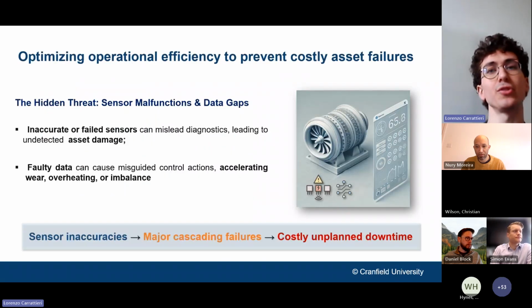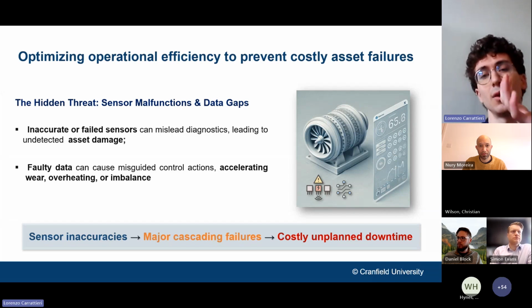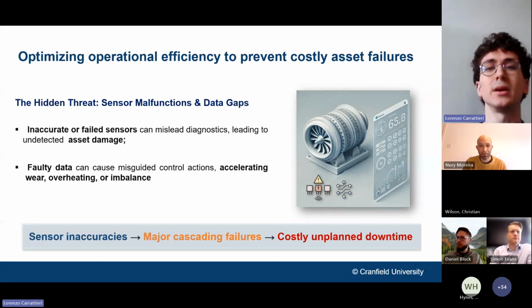Regarding my research, I used my time at Cranfield to develop a strategy and methodology that aims to optimize the operational efficiency of a turbomachinery asset to prevent costly failures in the presence of sensor malfunctions. Sensor malfunctions in this scenario can lead to faulty data. And as we know, faulty data can misguide control actions, thus accelerating wear, overheating, or imbalance of the asset in worst case scenarios. So in simpler words, from sensor inaccuracies through a cascade of failures, we could land in a costly and unplanned downtime.